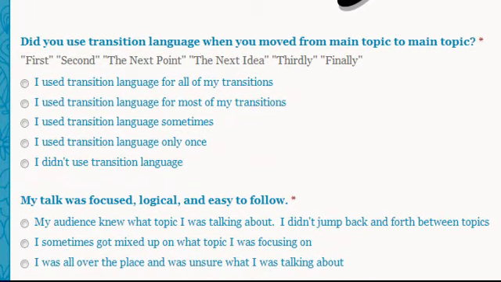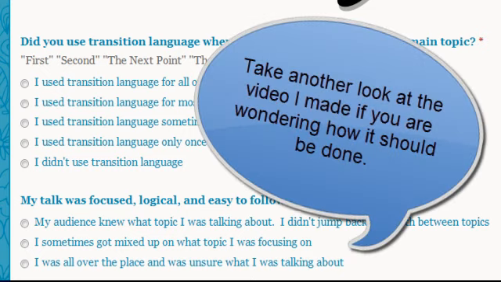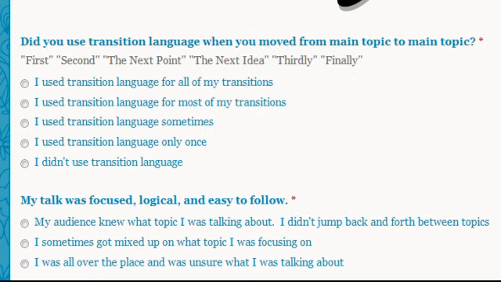Once you get right into the talk, you need to use specific transition language as you move from topic to topic, so major topic to major topic. So the first thing I'd like to share with you is, and this is your major first topic, and then you talk about that, and then when you're ready to move on to your next topic, you're going to use transition language like the second thing I'd like to share, or the next thing I'd like to share, or the next point. And you do that for each major point you have.